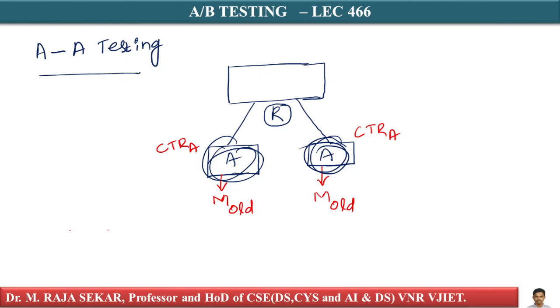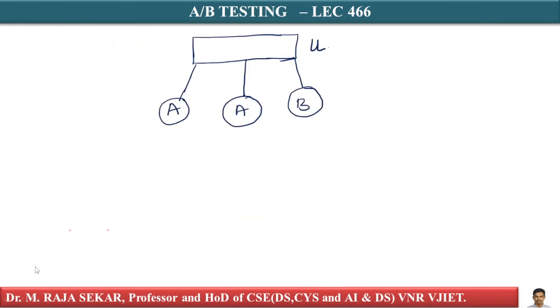Why is it different? You are randomly partitioning the data, isn't it? Typically what people do is, you have your whole universe of users. You break them into two groups. What are those two groups? One group is A, the other is B, isn't it?